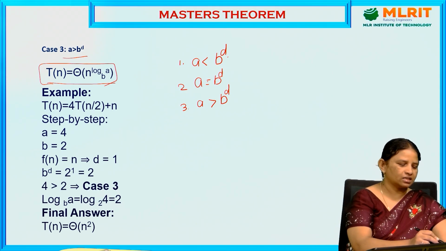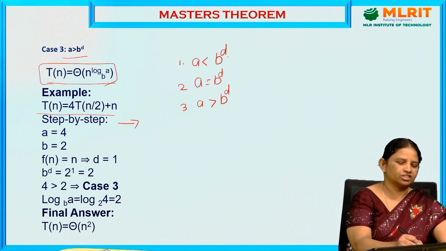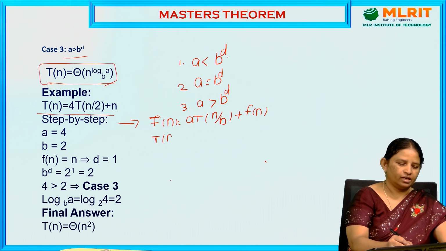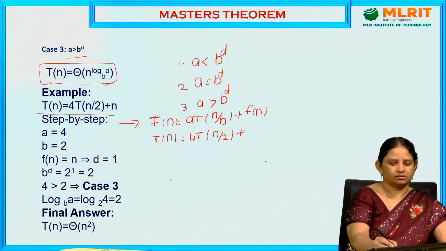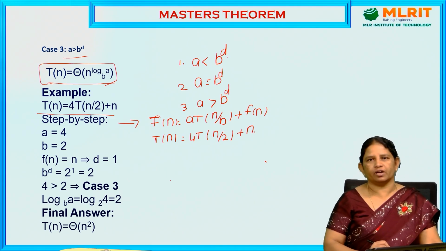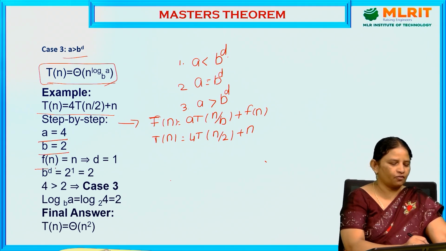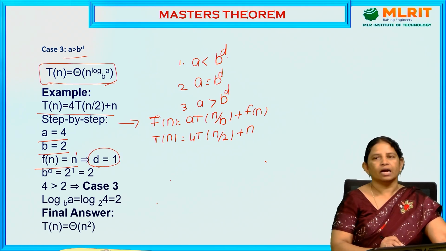Consider the example T of n equal to 4T n by 2 plus n. You have to compare this equation with the given Master's theorem, T of n equal to aT n by b plus f of n. According to this, A equal to 4, B equal to 2, f of n equal to n. What is the power of n? That is 1 only. That is considered as D equal to 1.